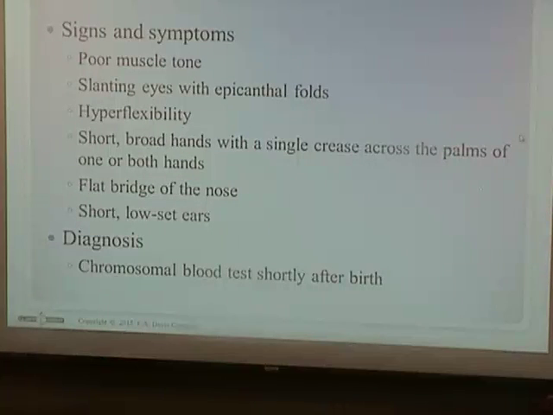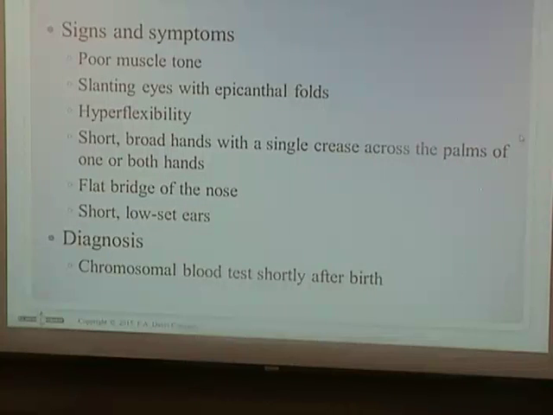Poor motor tone is a big one. They have trouble eating, they feel like their tongue is stuck out all the time. But they just have poor tone, not just in their face, but their whole body. So they have a generalized weakness as children. They need physical therapy to overcome it. Slanting eyes are there, with epicanthal folds that are a little bit lower set on the face than we would normally expect to see.